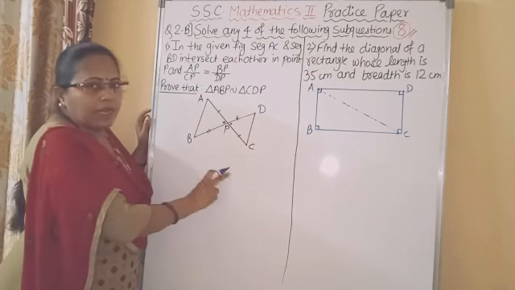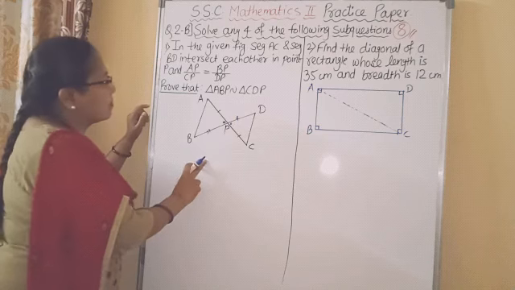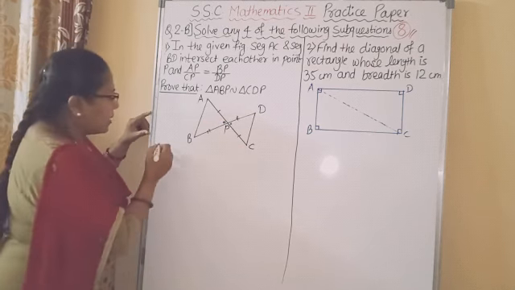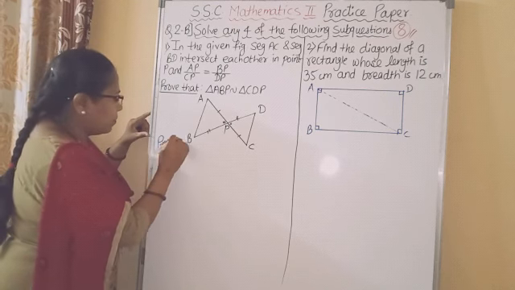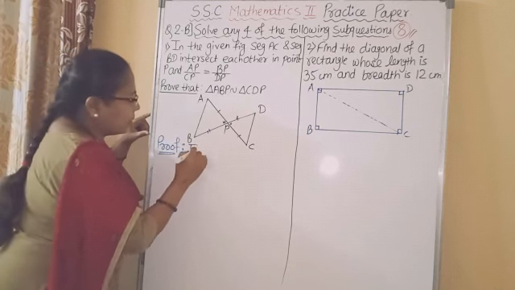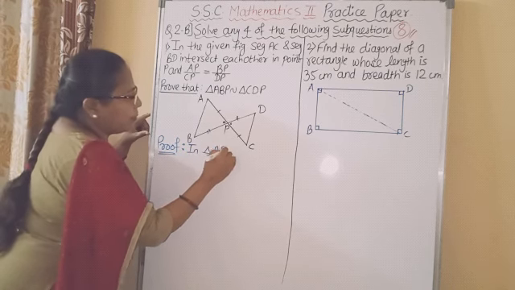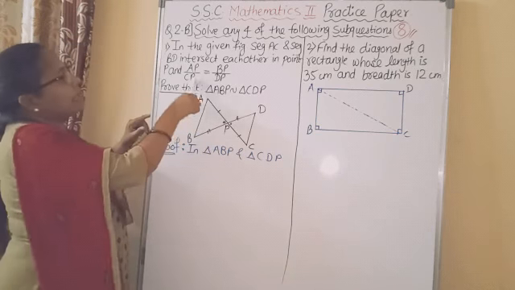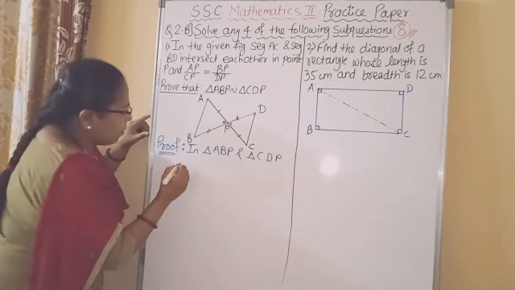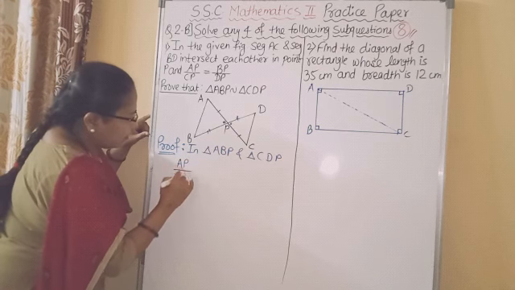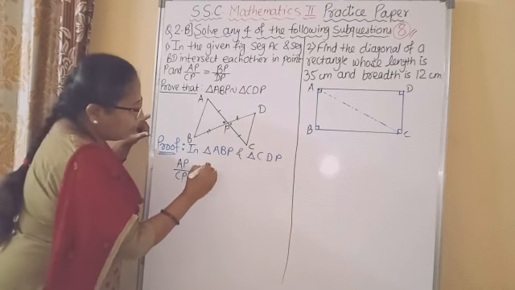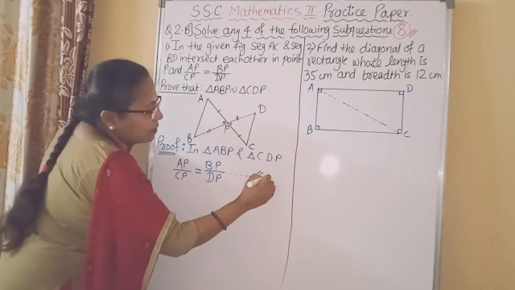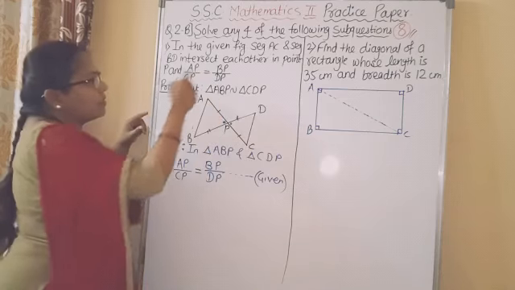Okay. So here we have to write the solution. Which triangles are given? Triangle ABP and triangle CDP. So we have to write that name only. So let us start the proof. In triangle ABP and triangle CDP, first we will write the given sides in proportion. AP upon CP equal to BP upon DP. Reason, write, given. It is already given in the question.